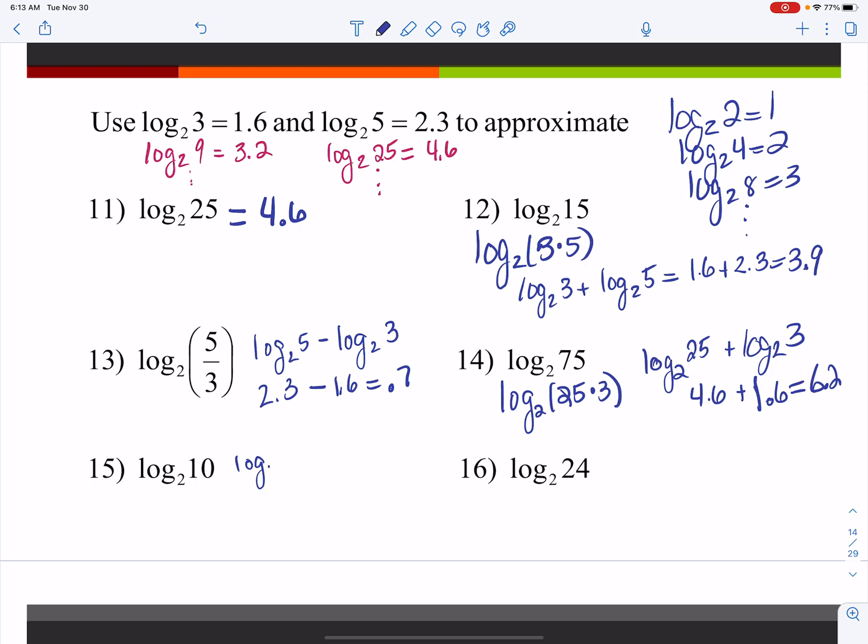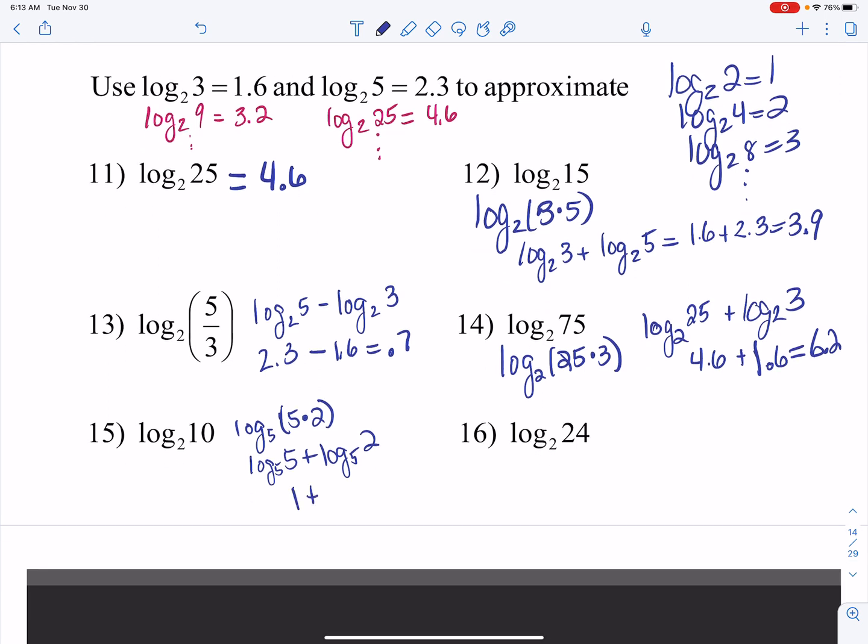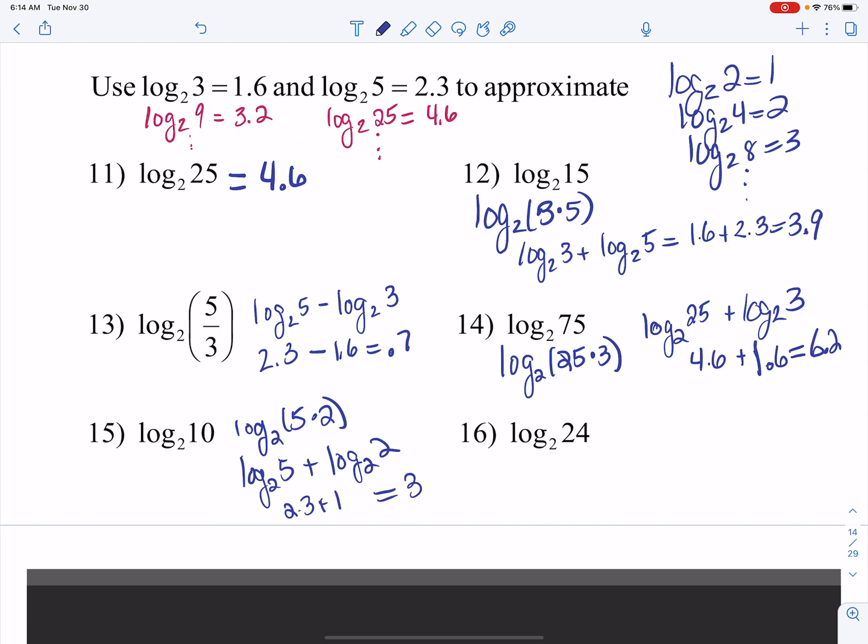Wouldn't that be the log base 5 of 5 times 2? So you know the log base 5 of 5 plus the log base 5 of 2. So your answer on that is 1 plus, did I write those backwards? That's what happens when it's like 6 in the morning. Sorry. I did. My brain went backwards. I'm a math teacher that's dyslexic with numbers. It's great. There we go. 2.3 plus 1 is 3.3.